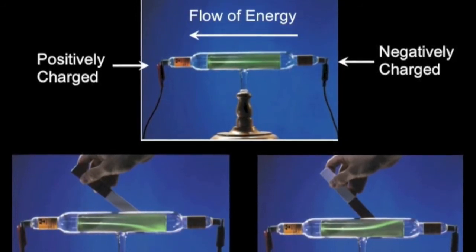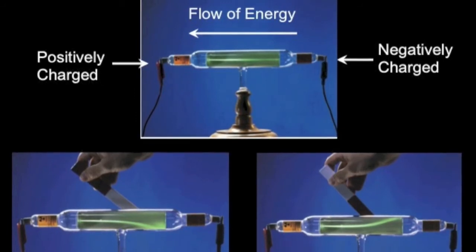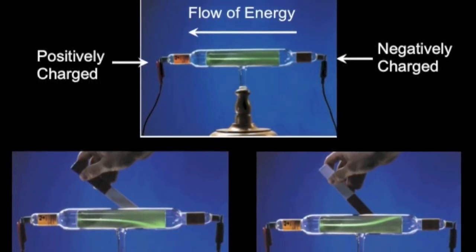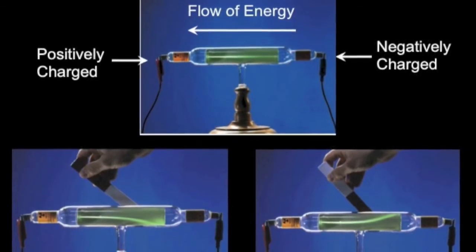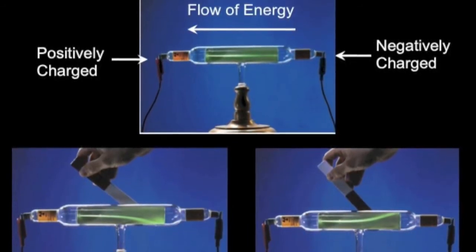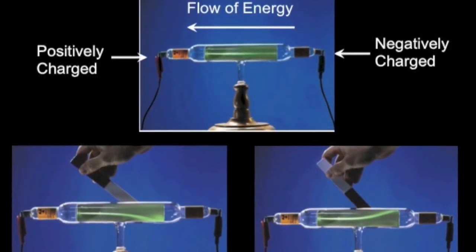If we then introduce a magnetic field to this flow of energy, we see that we can get it to bend. If we use one pole, we get it to bend one way. The other pole will cause it to bend in the other direction. So there's an interaction between this flowing energy and this magnetic field.